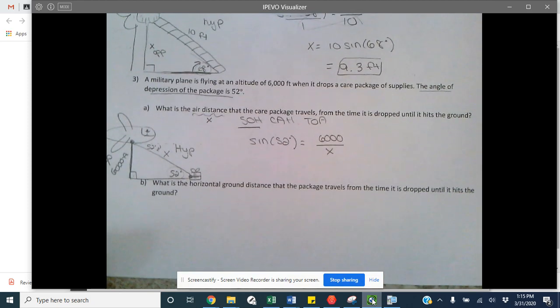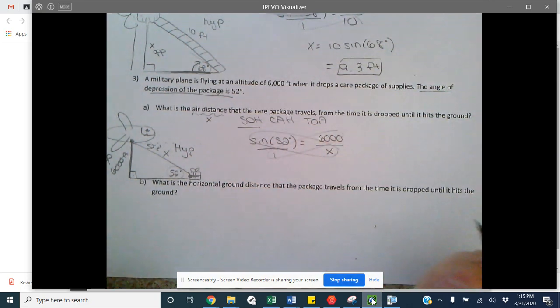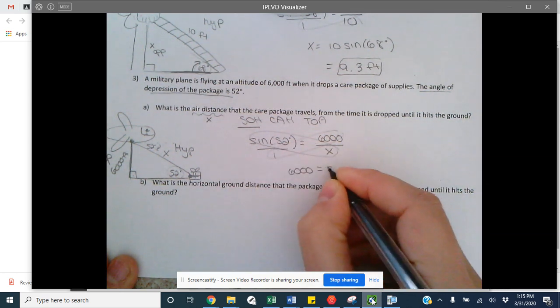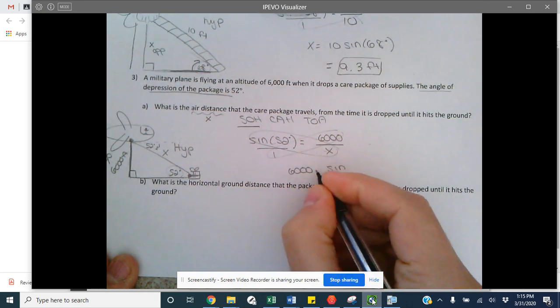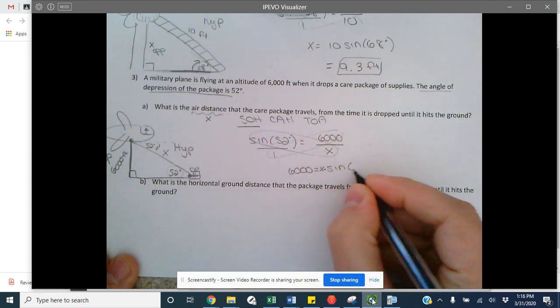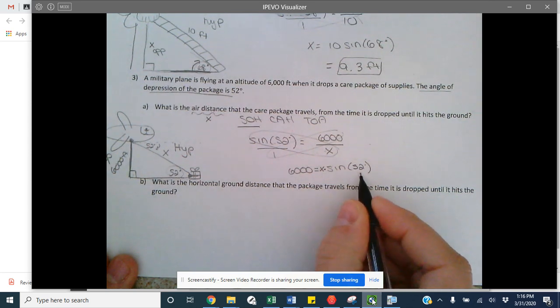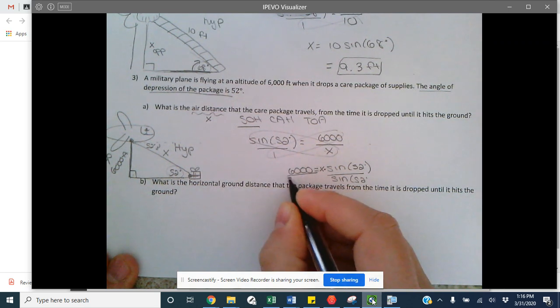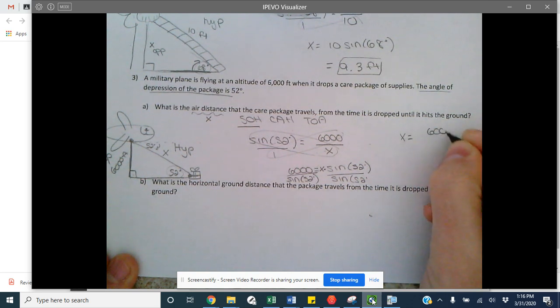Now this time, put it over 1. You should recognize that we have one extra step in our computation. We have 6,000 equals x times sine of 52. Well, I want to solve for x, so I have to get rid of sine of 52. It's being multiplied, so let's divide. Sine of 52 degrees divided by sine of 52 degrees. So that means x is going to be 6,000 divided by sine of 52 degrees.